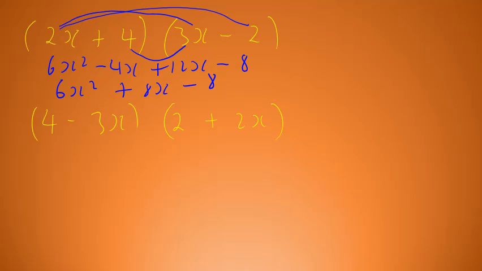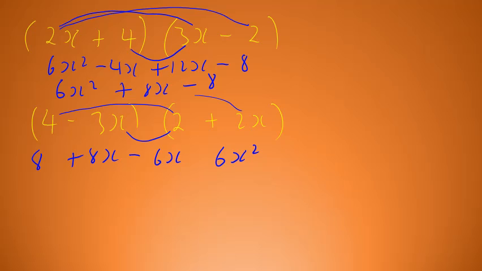And you'll notice on the second one I have the x's on the right hand side, but it makes no difference to us, we just follow the rules. So it's going to be 4 times 2, which is going to be 8, 4 times 2x is going to be plus 8x. 3x times 2, and it's a minus 3x, so it's going to be minus 6x, and 3x times 2x is going to be 6x squared, but be careful, it's a negative times a positive, so it's going to be a negative.